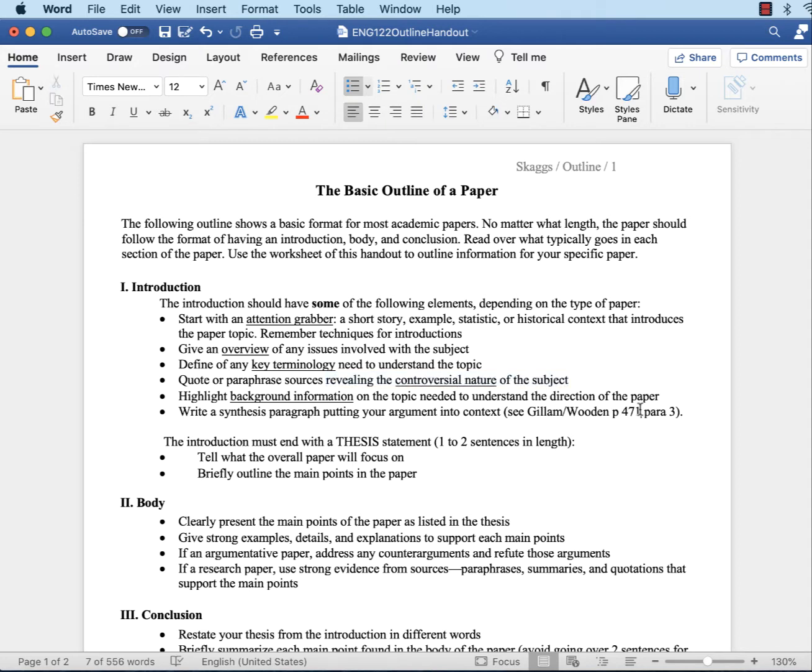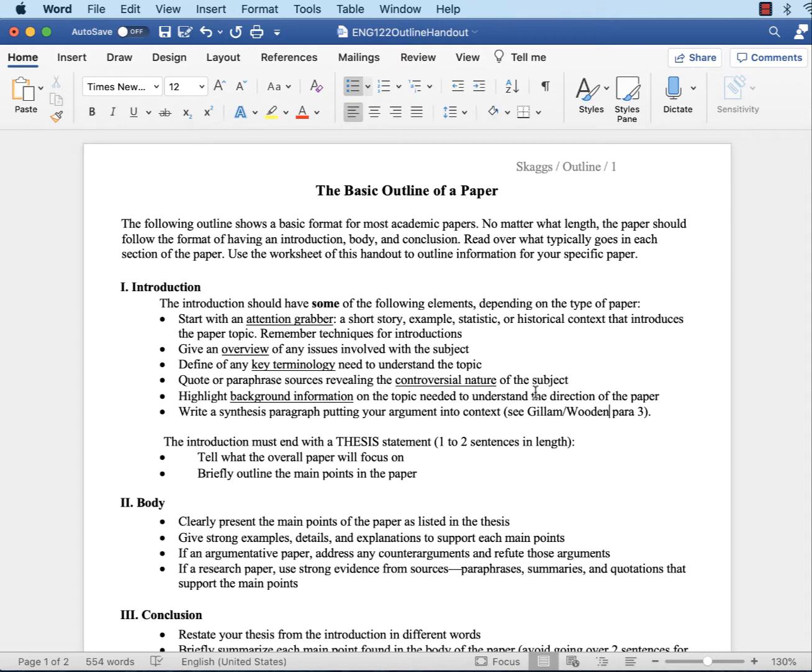We do not have page numbers for the Gillum and Wooden essay, but that third paragraph that Gillum and Wooden wrote, where it says, some people have looked at how females are portrayed in Disney movies, and then other people have said this, and they provide basically a synthesis of the sources who've written about gender in Disney movies. That kind of synthesis helps to put your ideas or your argument in context.